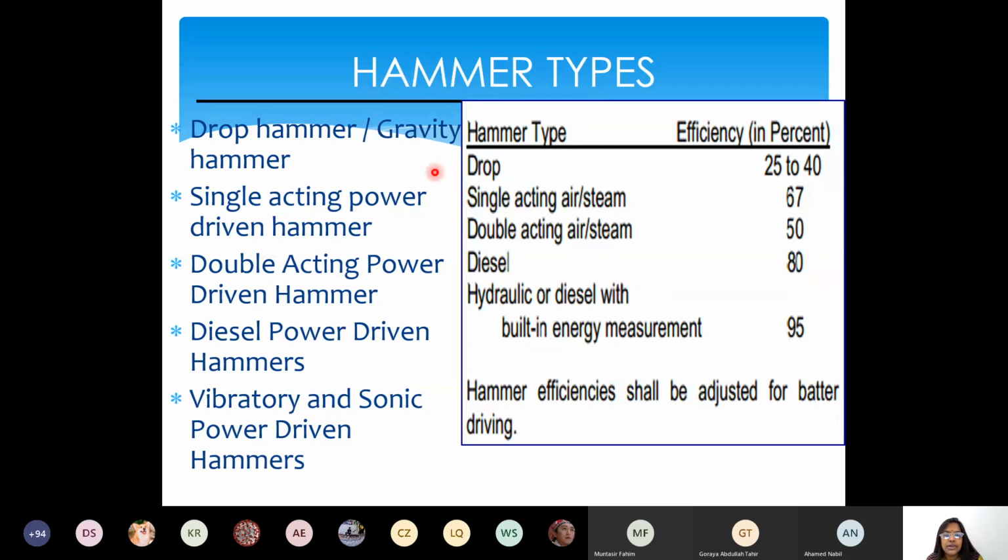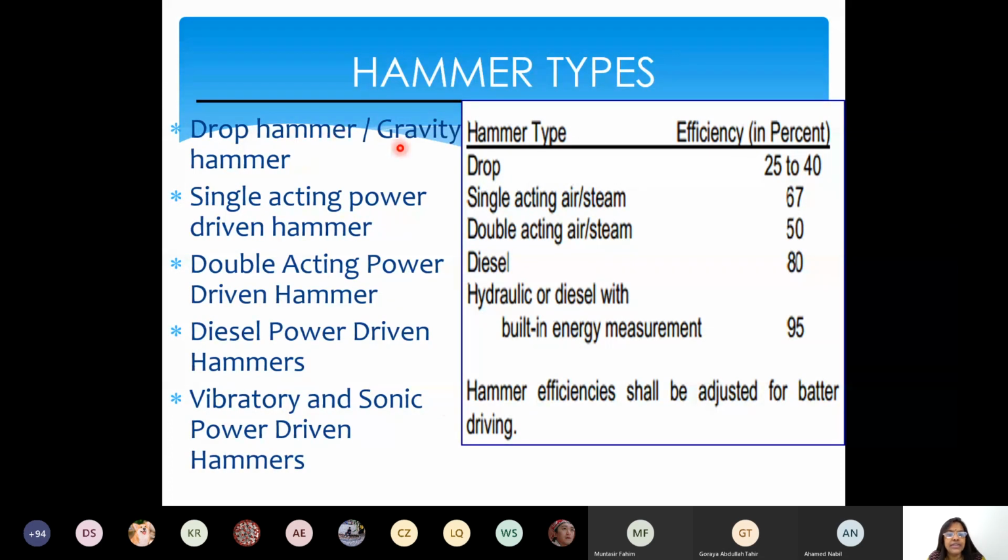They are different. Here you can see drop hammer, single acting power. This may come in your Kahoot, your quiz. Please remember these points: double acting power driven hammer, diesel power driven hammers, vibrating and sonic power driven hammers. Although it is mechanical equipment, you should know at least which is the best one, if not all the types, so that you can suggest, right?